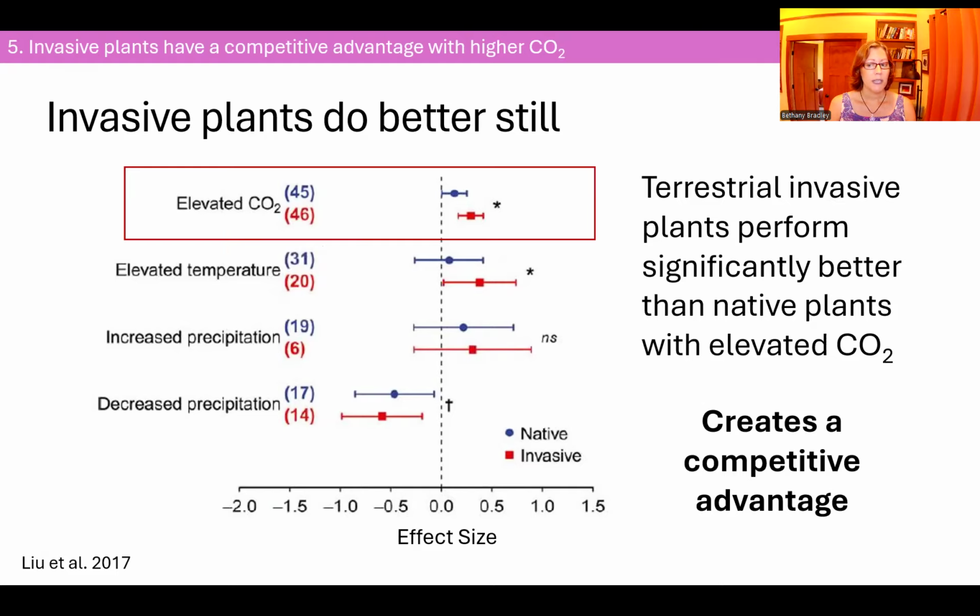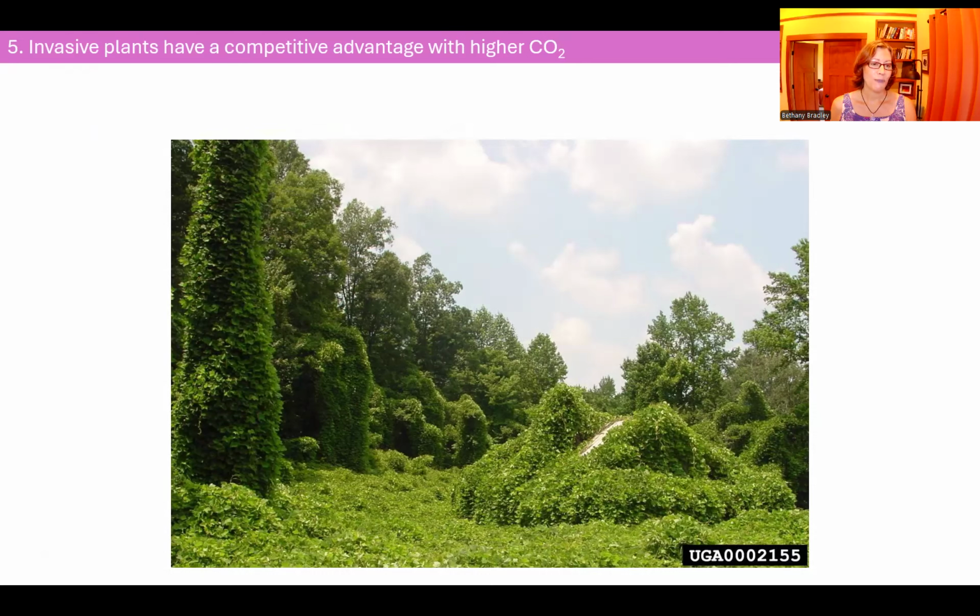And that's probably because invasive plants are resource hogs and CO2 is a resource that enables faster growth. So that creates an even stronger competitive advantage for invasive plants. And so kudzu is probably, right, we looked at this before, the poster child for rapid growth that requires a lot of resources. If you give kudzu a lot of resources, it can grow something like 2 feet a day. And so the extra CO2 in the air is probably helping that.